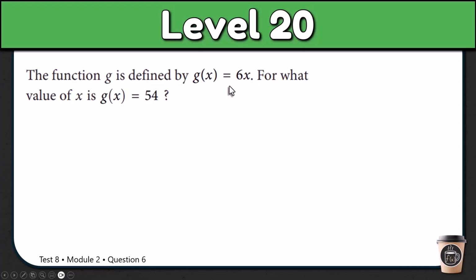Function g is defined by g of x equals 6x. For what value of x is g of x equal to 54? Well, this is where they're telling you what the answer is. They're just asking this question in a really complicated way.